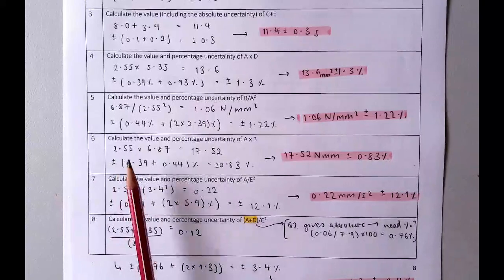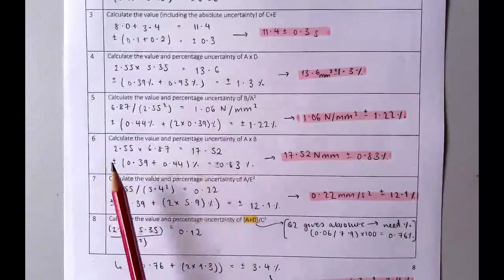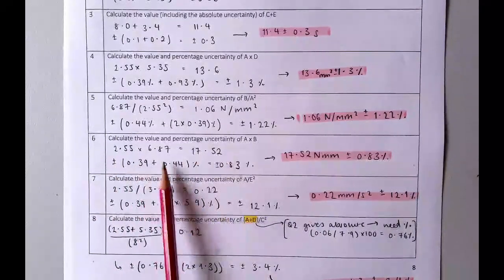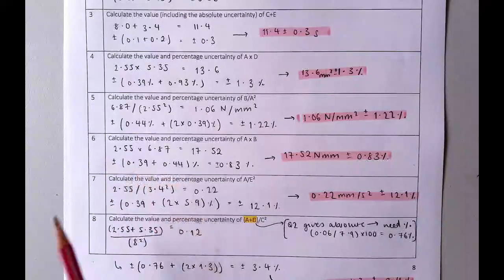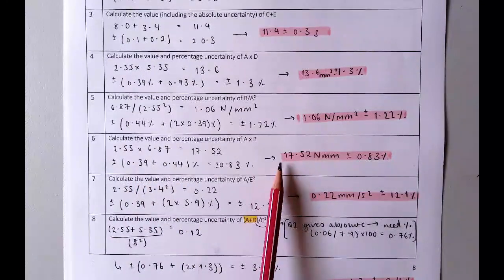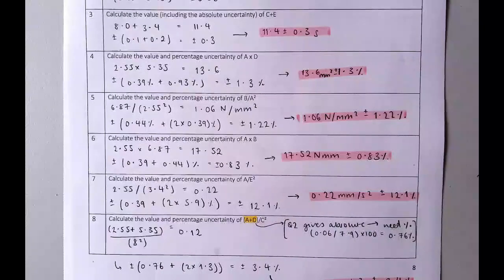And then it's back to basics, A multiplied by B value. We add the percentage uncertainties that we calculated in question 1, and we quote it as you can see here. A over E squared, again, it's A plus 2 lots of E percentage uncertainty, and that gets us our overall value. Lastly, in question 8, firstly find the value of A plus D over C squared here.